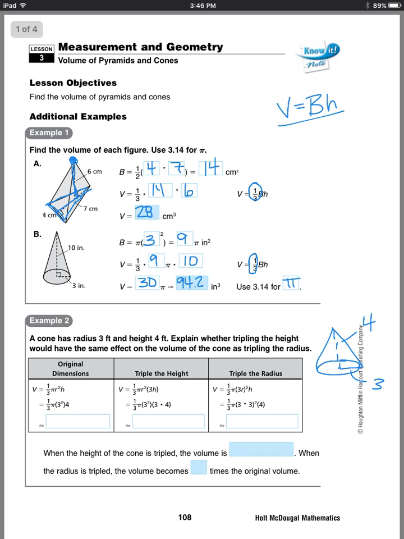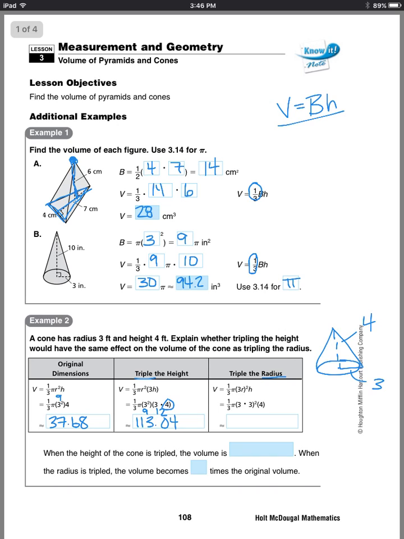When we multiply pi times 9, because this is really 9, times 4, and divide it by 3, we get 37.68. That's the volume of the original cone. Now they're saying triple the height. So we multiply our height of 4 by 3 and get 12. Our radius is still 3 squared, which is 9, so we take 3.14 times 9 times 12 and divide it by 3 and get 113.04. And then we triple the radius.